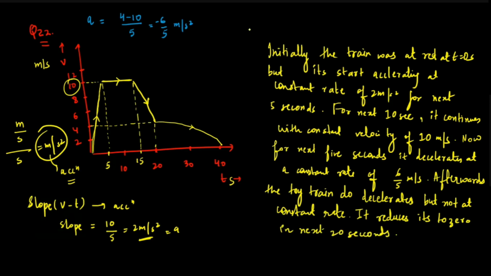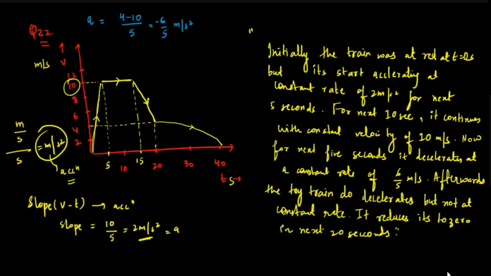This is how you're supposed to answer this question, because the question is simply saying to describe how the changes in the graph take place, or how the change in the motion of a particular toy train takes place. So this is how you have to describe this particular velocity time graph in words, as accurately as possible by mentioning all the changes, like 2 meters per second square for next 5 seconds, constant velocity of 10 meters per second for next 10 seconds, 6 by 5 meters per second square at a constant deceleration rate. So this is how you're supposed to answer. Always remember, these are the key conditions.